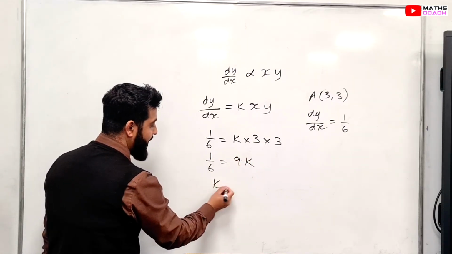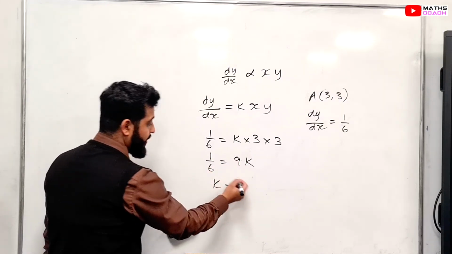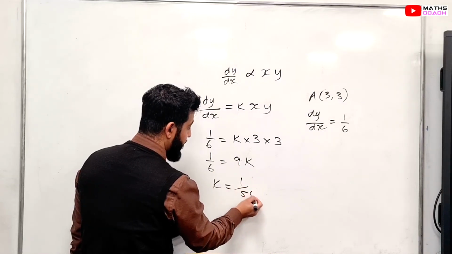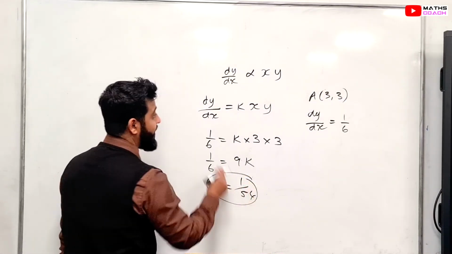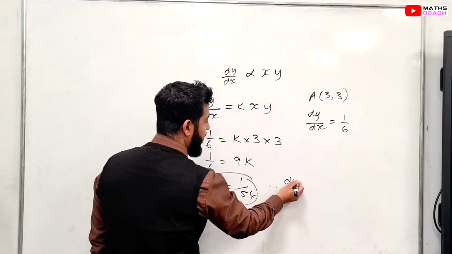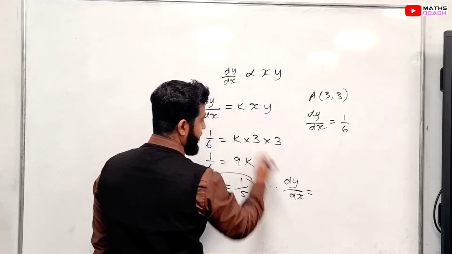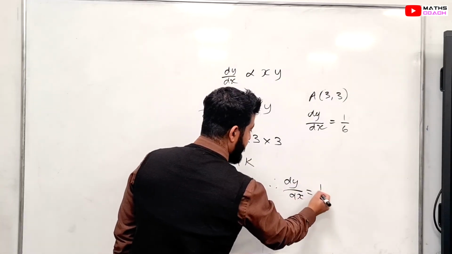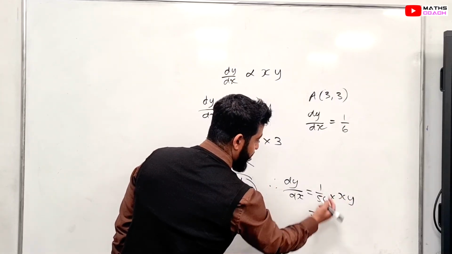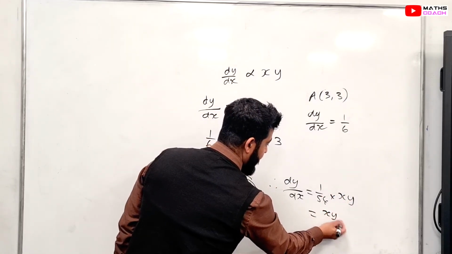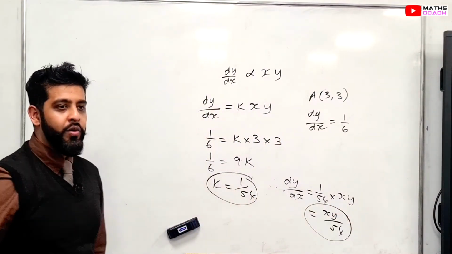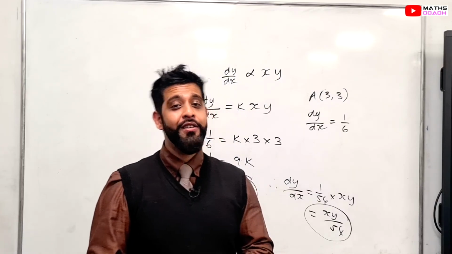To find what k is, we divide by 9. So 1/6 divided by 9 is 1/54. Therefore k is 1/54. And then we go back and we replace k in here. So dy/dx will be equal to 1/54 times x, y, and then you could just rewrite this xy on the top. Therefore dy/dx equals xy/54. And that is your answer as they want you to show it. Hope you enjoyed this lesson, and I will see you in the next one.